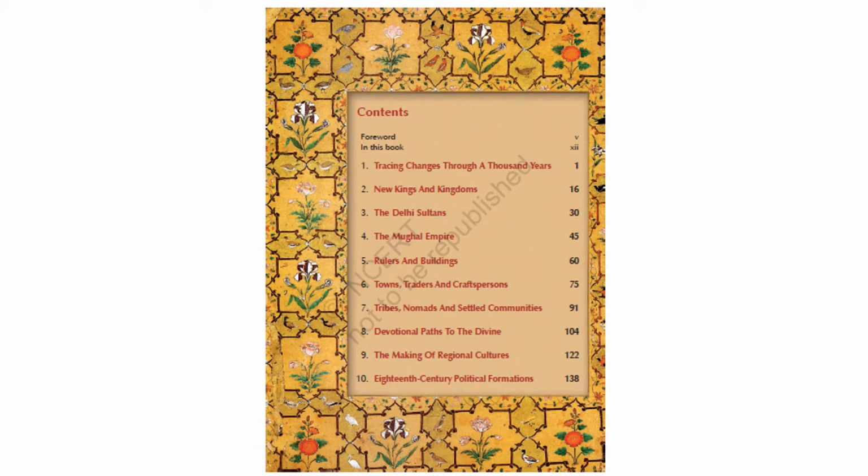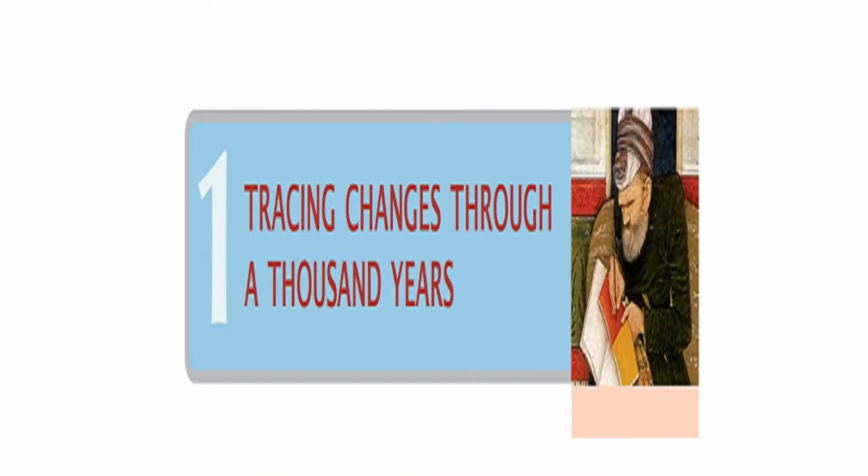Altogether we have 10 lessons in the history textbook. Among those 10 lessons, today we are going to discuss the first lesson, which is named Tracing Changes through a Thousand Years. Tracing means finding, so we are finding the changes which took place over thousands of years in all aspects. So, what are those changes?